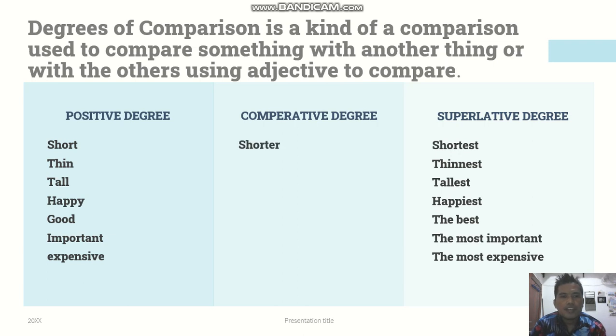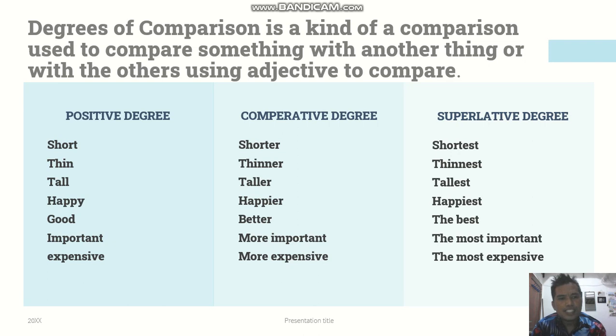Okay? So here are some adjectives for you to see. You may see them on your screen. Short, thin, tall, happy, good, important, expensive. All of them are adjectives.